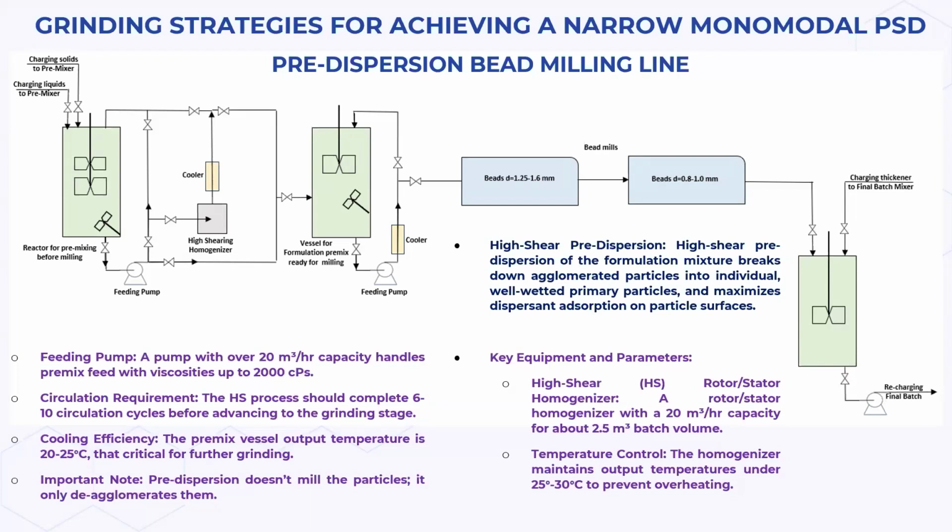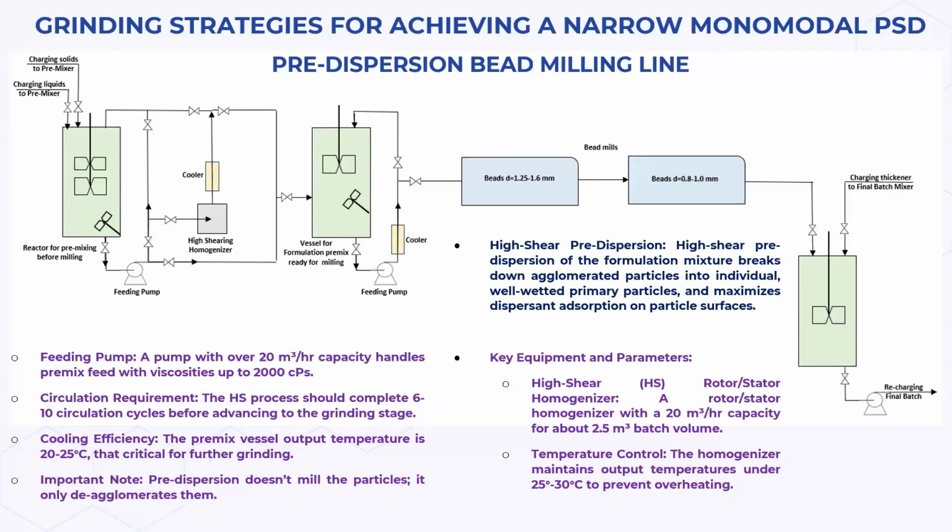Key parameters and equipment. Temperature control. The heat exchanger of the homogenizer ensures circulation temperatures stay below 25 to 30 degrees. Then the cooler of the premix vessel reduces the premix temperature to 20-25 degrees before sending the batch to milling, to ensure smooth grinding in the next phase. Both bead mills feature an efficient cooling system that maintains the formulation temperature within the mills at 20-25 degrees.